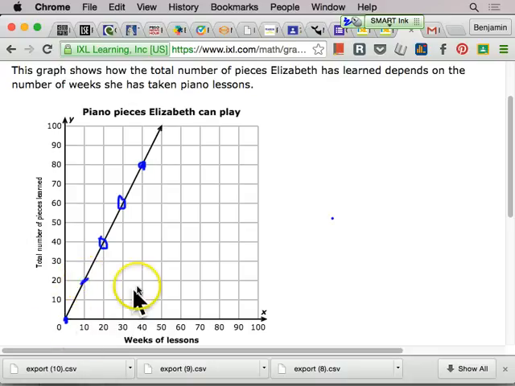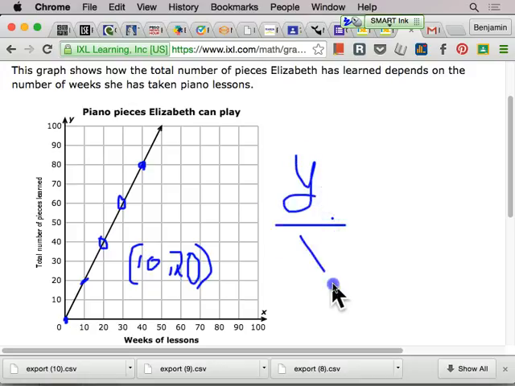So this one right here, x is going to be 10, and y is going to be 20. So x and y, wow, that's really ugly, but you can still see what it is. It's 10 and 20, which means that my y over x, my unit rate, is 20 over 10, which is 2. 2 what though? What does that mean? Well, it's 2 pieces learned for every week of lessons.